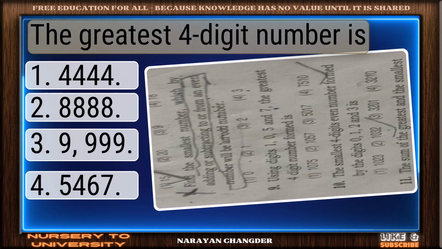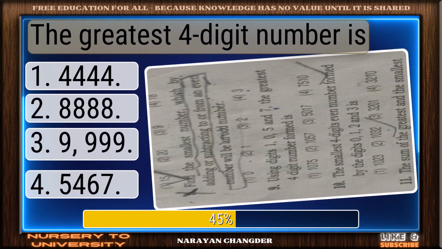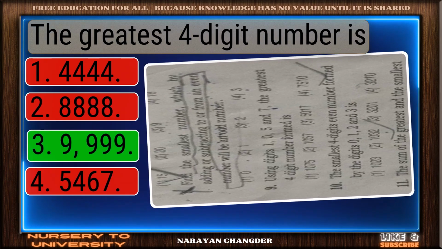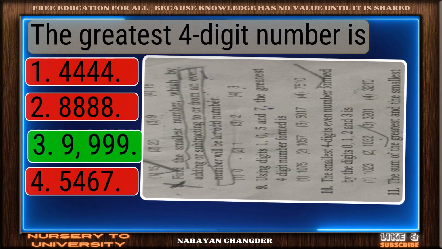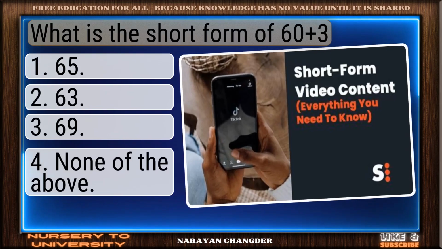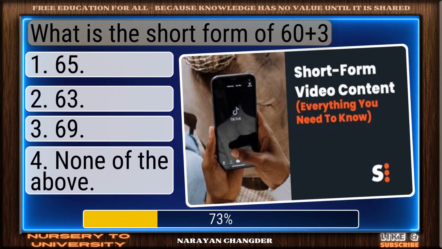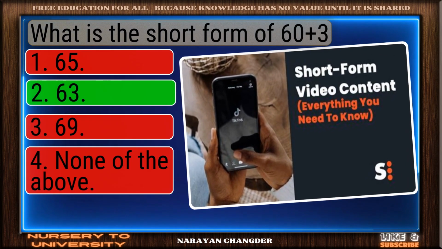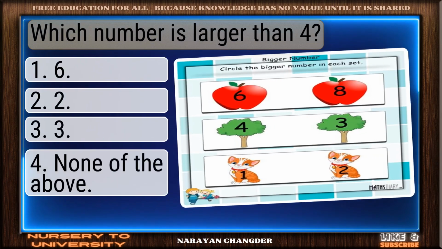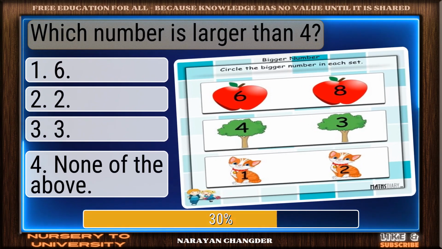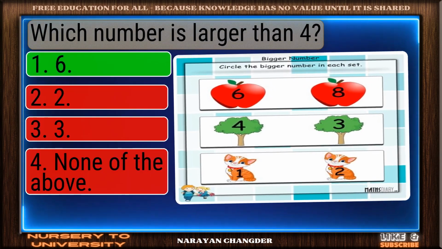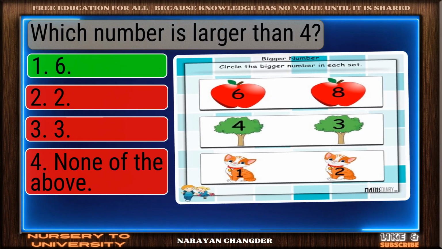The greatest 4-digit number is? Smart move. 9999 is an accurate answer. What is the short form of 60 plus 3? Correct. 63 is the right answer. Which number is larger than 4? Nicely done. 6 is a solid answer.